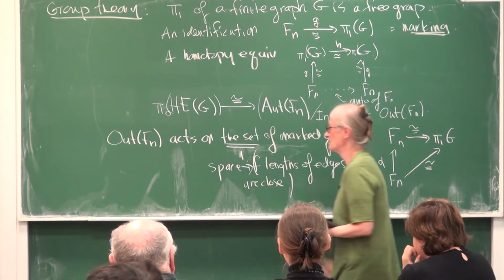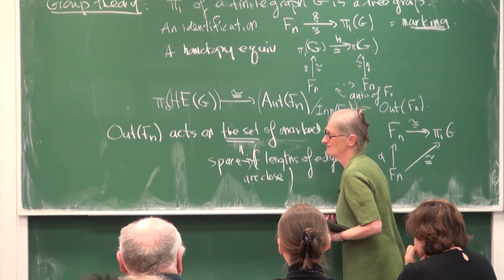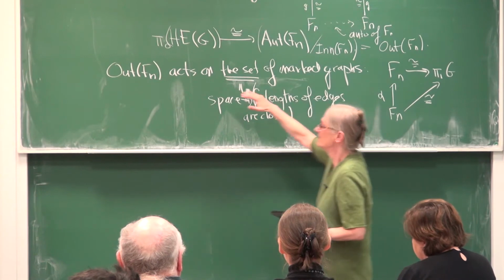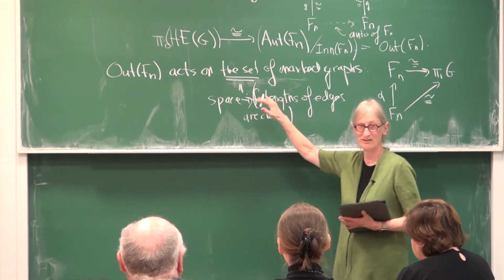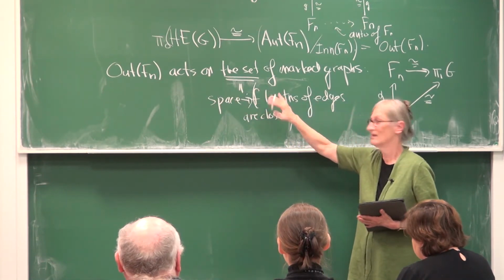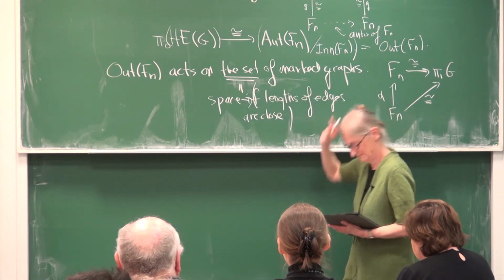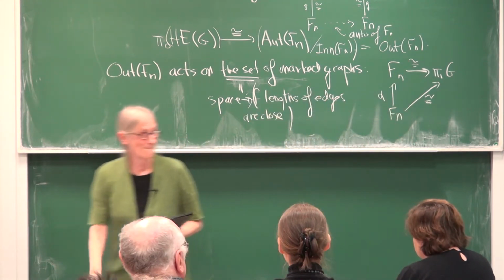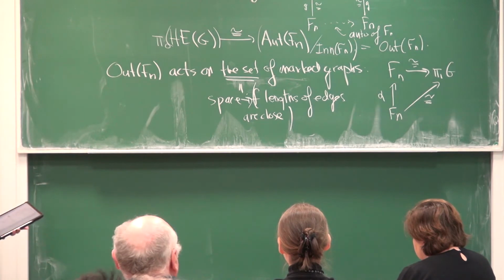Make lengths of edges close. Okay. This space, I'm being very sloppy, I'm sorry, but this is how you make this space of graphs to be a metric space.